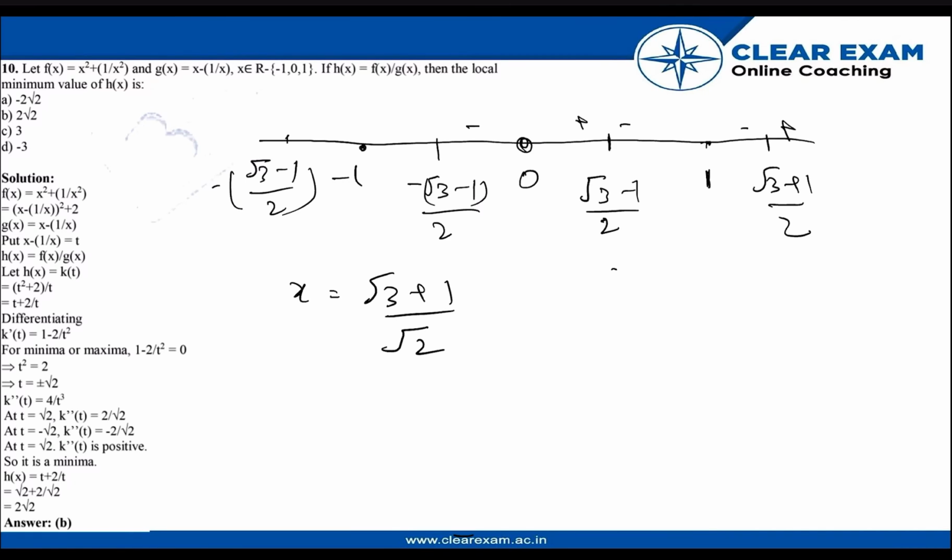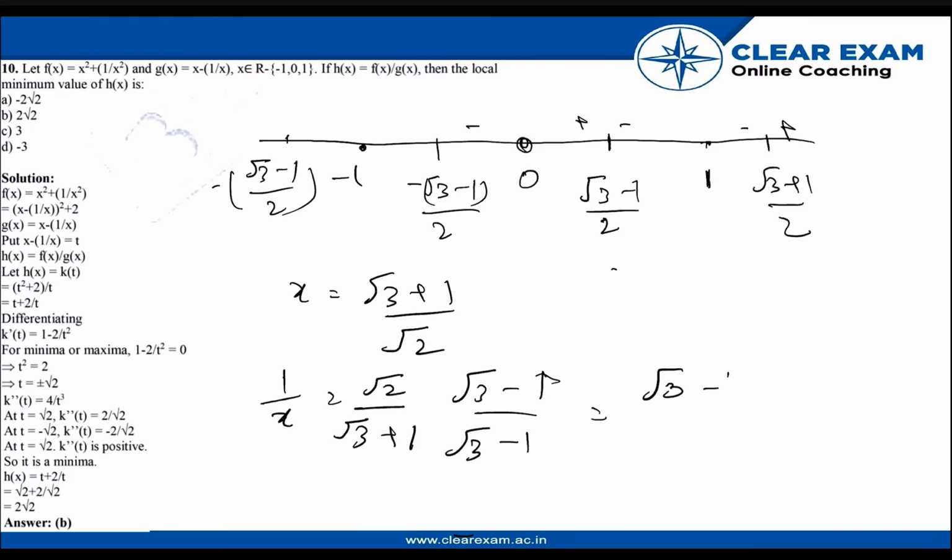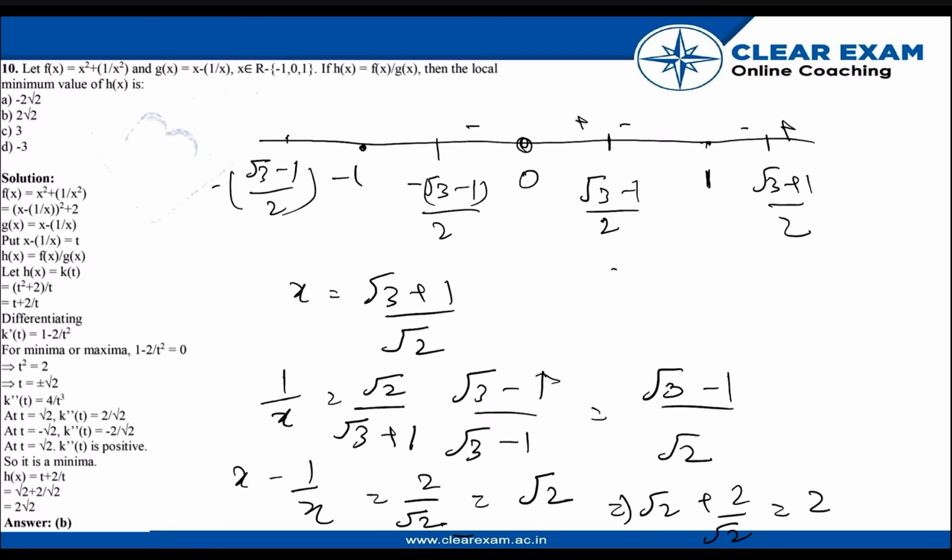So we can write 1/x as √2/(√3 + 1) into (√3 − 1)/(√3 − 1), so equals (√3 − 1)/√2. So finally x − 1/x equals 2/√2, which equals √2, which implies √2 + 2/√2 equals 2√2, which is the answer. So the answer to this question is 2√2, that is option B.